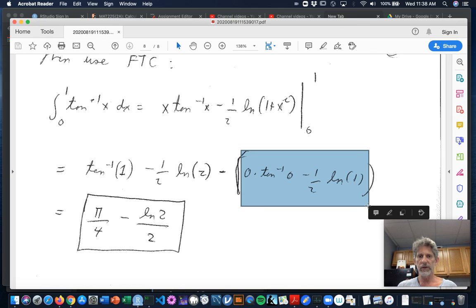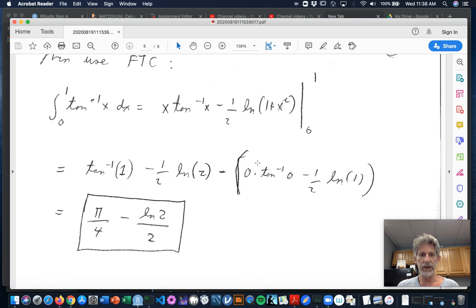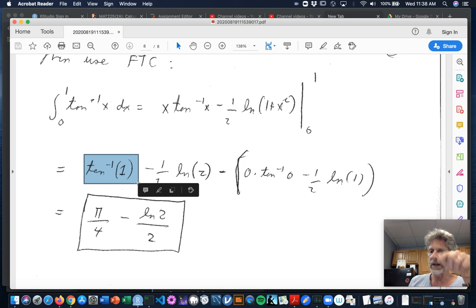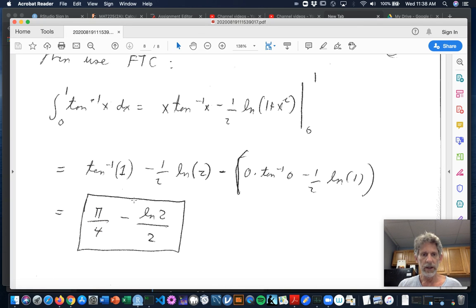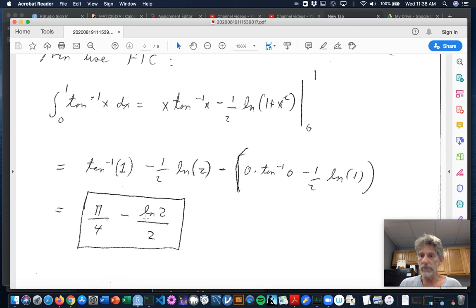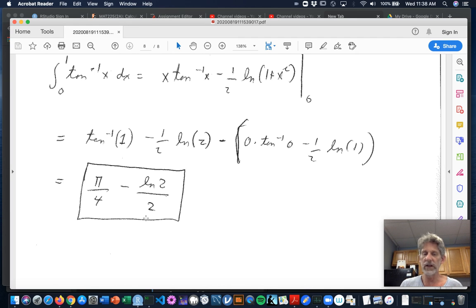And then this stuff is where I've plugged in 0 for my x. And you can see I'm going to get nothing out from this first term. And log of 1 is 0, so nothing's coming out from there. It's all coming from here. Now, tangent inverse 1. I'm looking for an angle whose tangent is 1. Well, that would be an angle where the sine and the cosine are the same. What's the simplest angle where that happens? Pi over 4 radians. So this is pi over 4. And here I've got log 2 over 2. So I'm done. There's the signed area underneath tangent inverse of x.